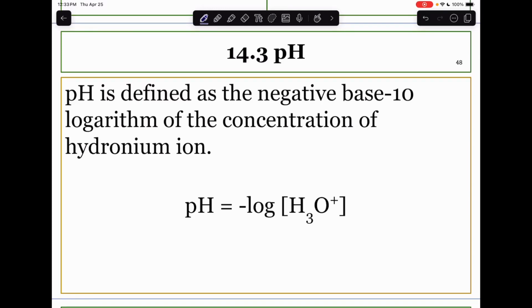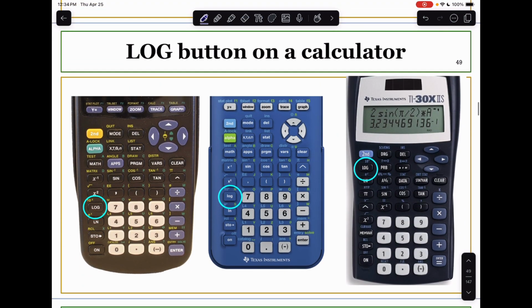In this lesson, we are going to learn how to calculate pH. This is the third lesson in Chapter 14, Acids and Bases. So pH is defined as the negative base 10 log of the concentration of the hydrogen ion, and it has this equation. Even if you have not learned logarithms yet in math, this will be super simple because all you need to do is press a specific button on your calculator.